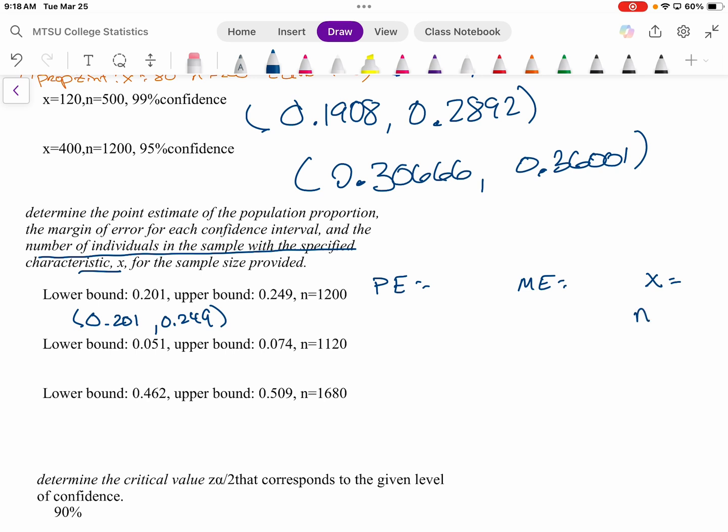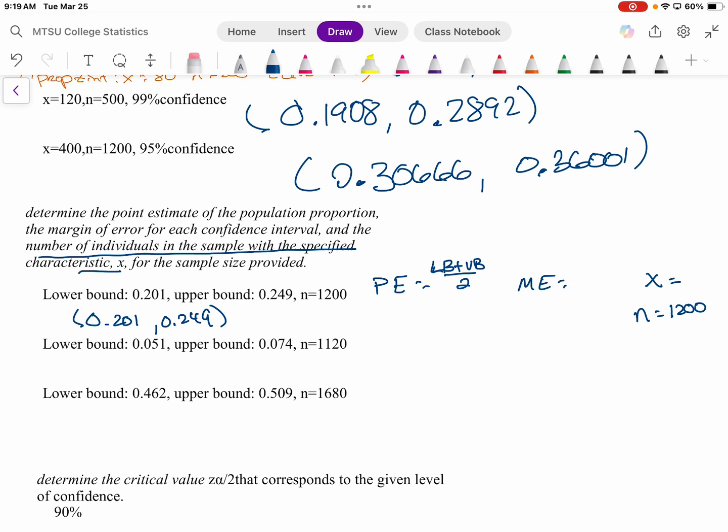Because we know the N is equal to 1,200. So when they give you the confidence interval and they want you to find the point estimate, all you have to do is take the lower bound plus the upper bound and divide it by 2. The point estimate, no matter what type of confidence interval you're dealing with, is always at the dead center of your confidence interval. So in a way, it's like the average of the upper and lower bound.